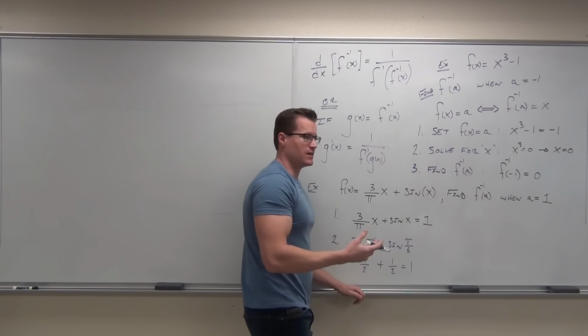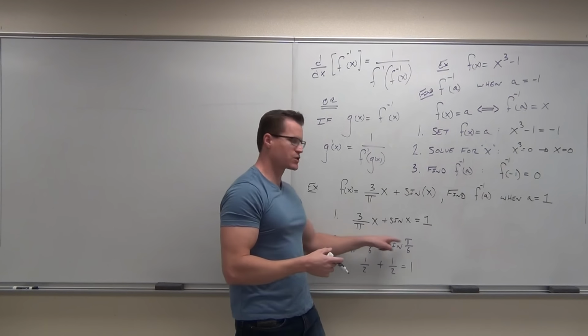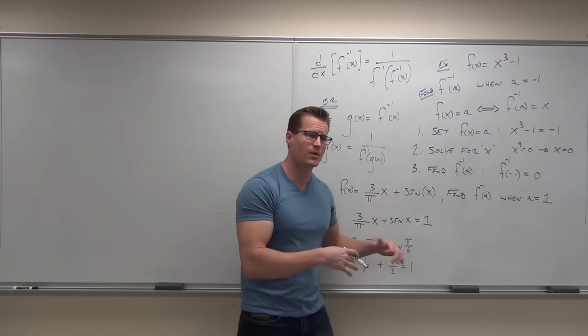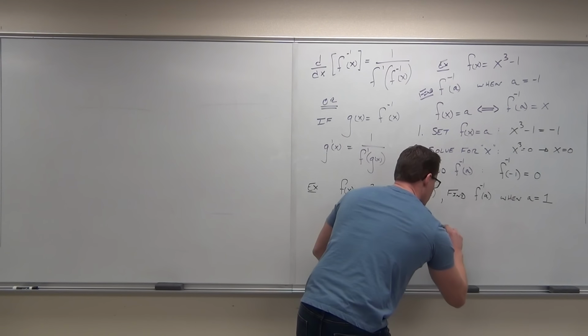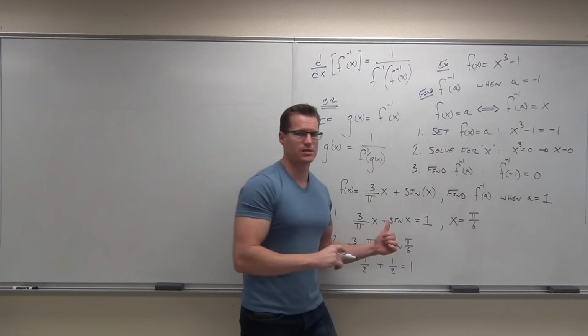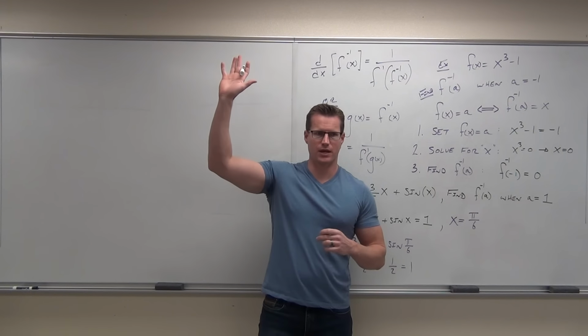Okay, so here's the idea. We just found out the number so that when I plug it into my function, it gives me 1, my a. So how much is our x equal to in our case? Pi over 6. Yeah, our x in our case is pi over 6. Show of hands if you feel okay with that.